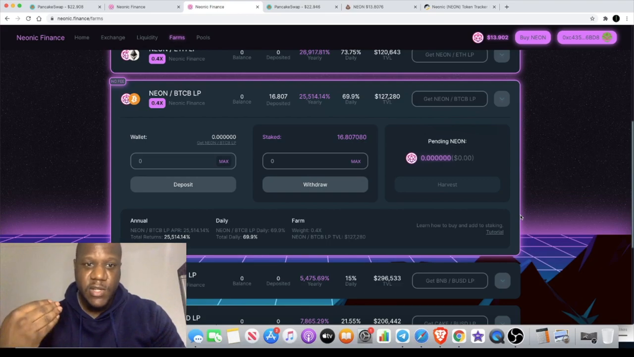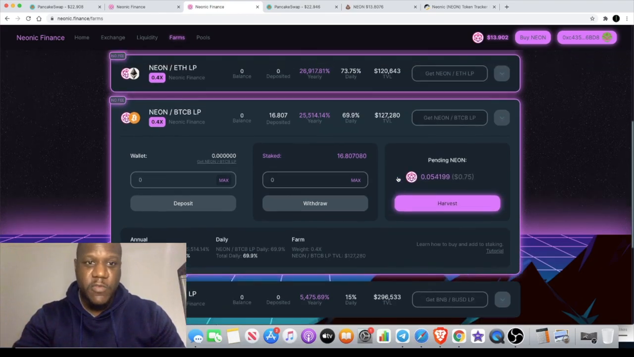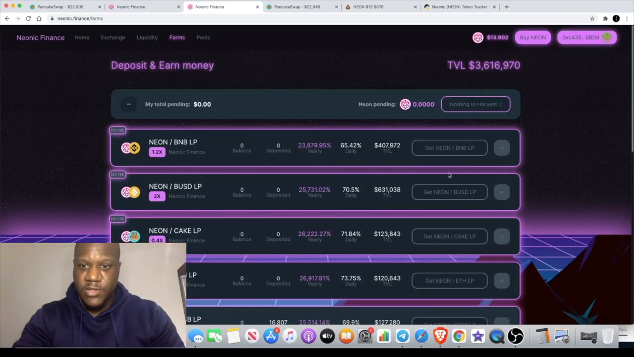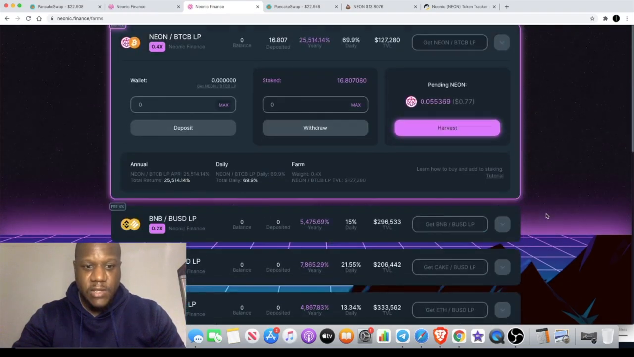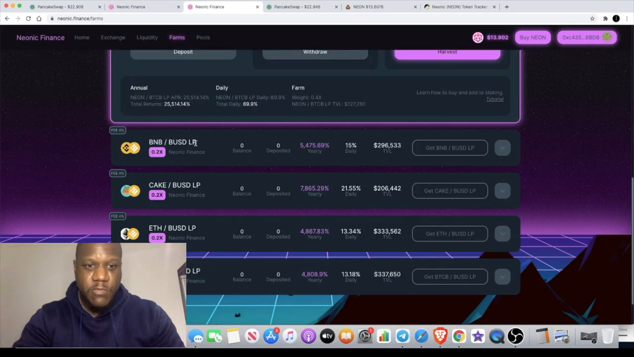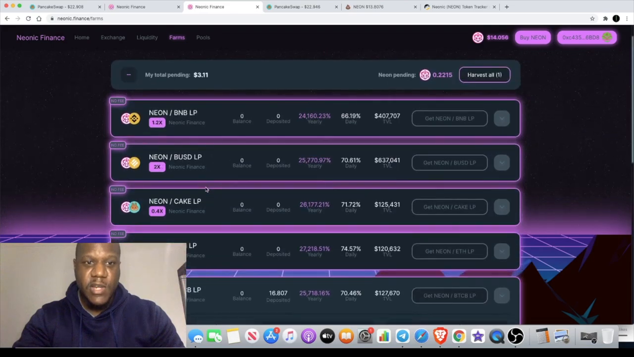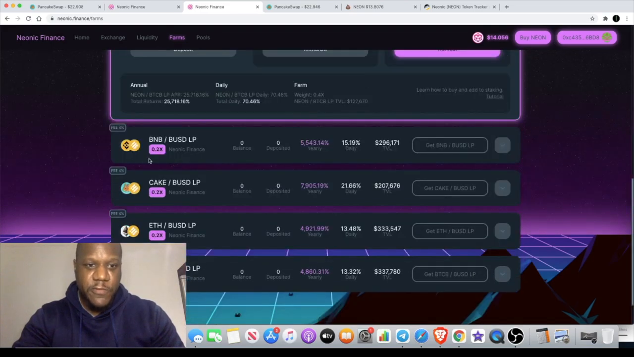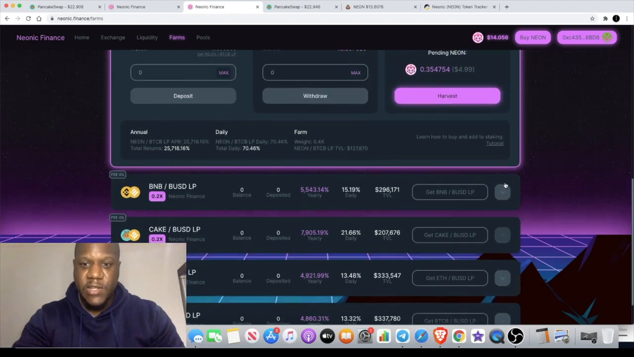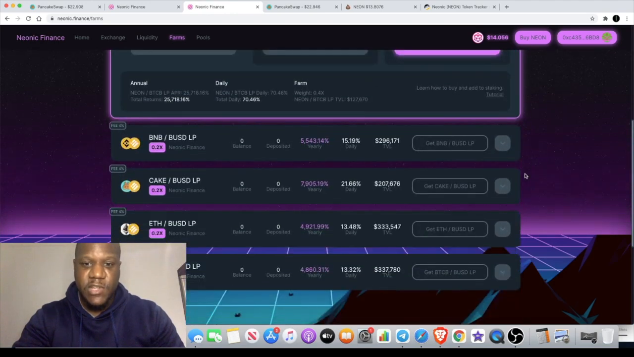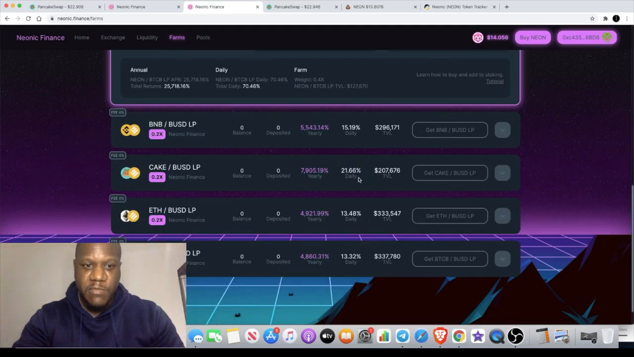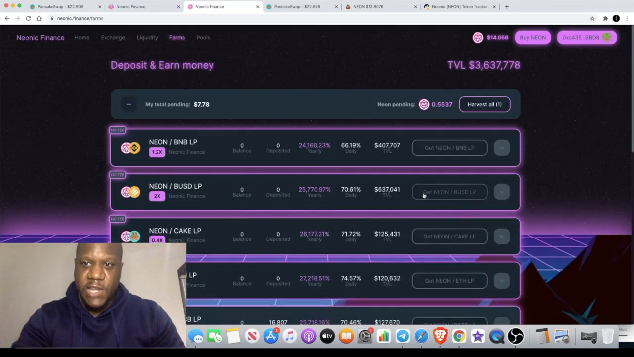You literally just buy some Neon token, pair it up with your preferred pair, stake it and make gains. There's also a BNB BUSD pair, but there's no fee when you're getting in on the Neon pairs, while there is a small 4% fee when you get in on some of these other pairs. So obviously that needs to be taken into consideration, but even on these pools, you're making 15% a day, 21% a day on the Cape pool, 13%, 13%. So there's definitely gains to be made in this.